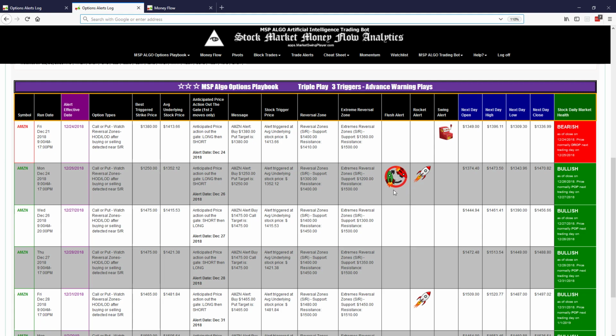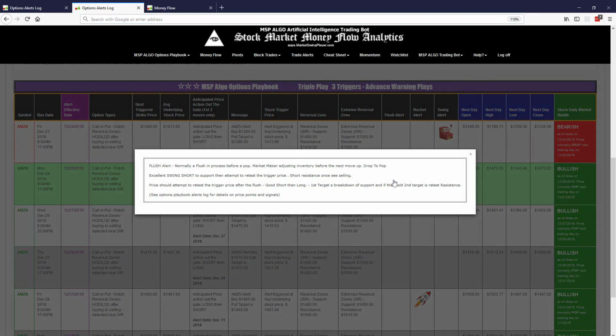We've got one here with Amazon. If you click on the icon, it says a flush alert. Normally a flush is in process before a pop. A pop means before price goes up. A flush means drop. A pop means move up. That's just trading lingo. The market maker is adjusting their inventory before the next move up, drop to pop. That's the expected move, and it's an excellent swing short to support.